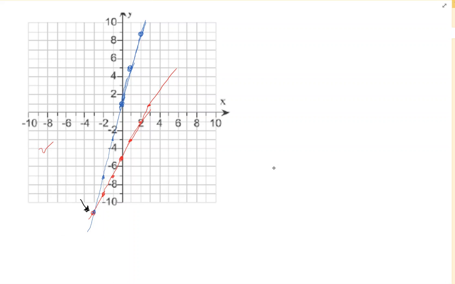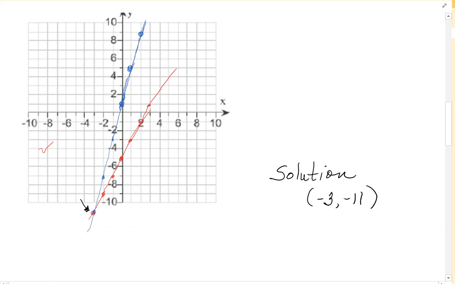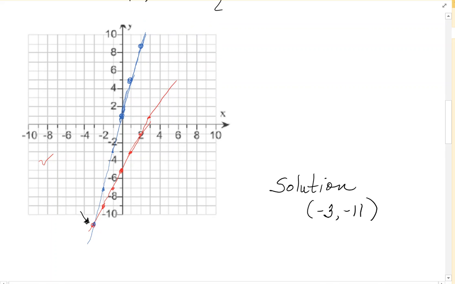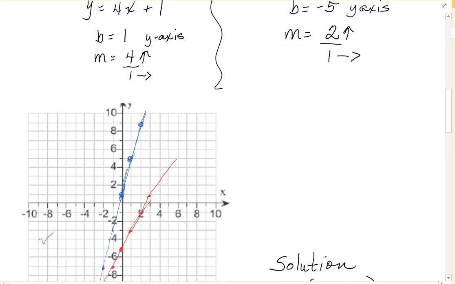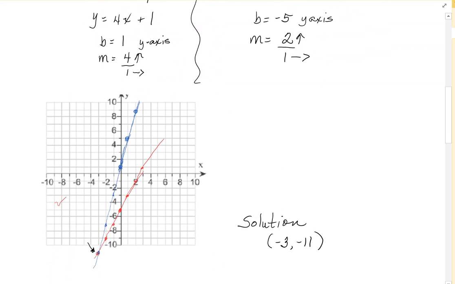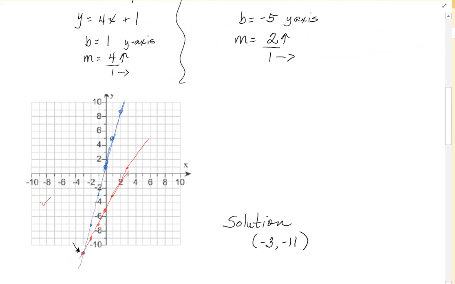All right, so it looks like the solution is (-3, -11). (-3, -11). Now, because I had to go off the grid and it was kind of hard to see what was happening, I'm going to actually test it. All right, I'm going to check it in the first one.